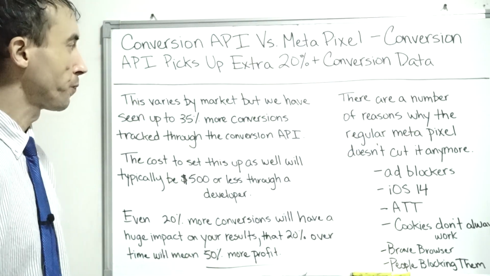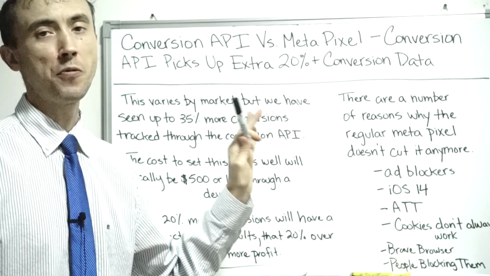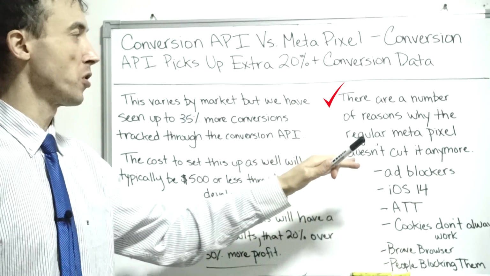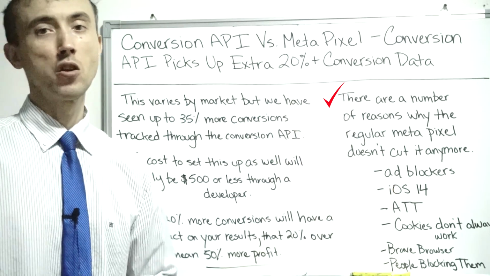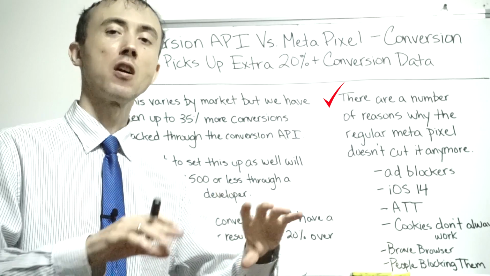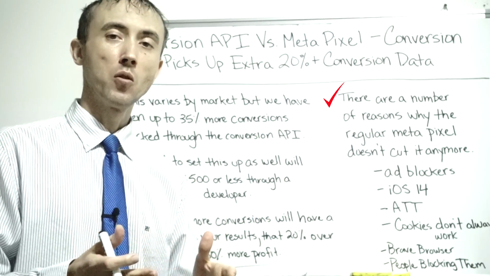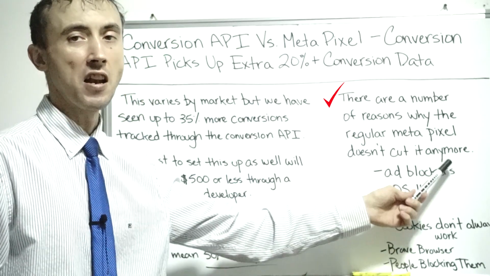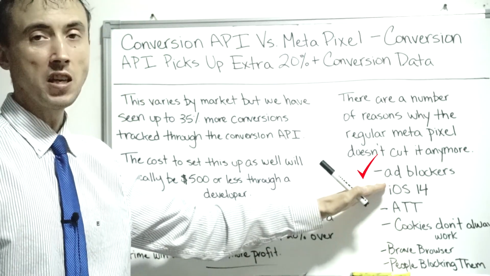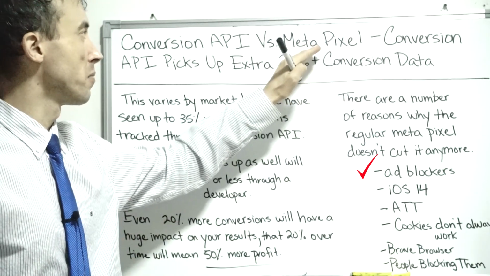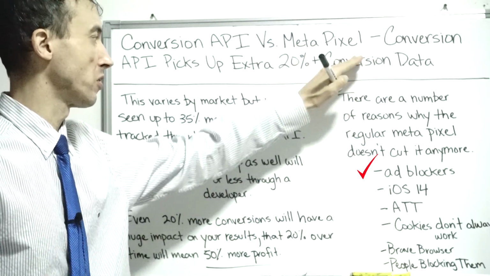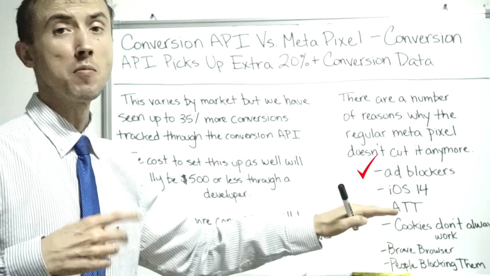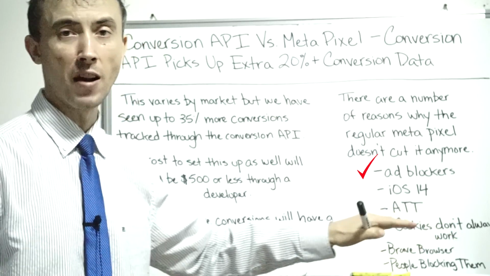So that said, there are a number of different reasons why the regular Metapixel, which is based upon tracking cookies, a tracking cookie being something that gets placed on the user's web browser that tracks conversions, doesn't cut it anymore. Cookies that power the Metapixel and the conversion tracking through the Metapixel don't actually work many times now. It's getting to be more so all the time, as we've noticed at our ad agency.